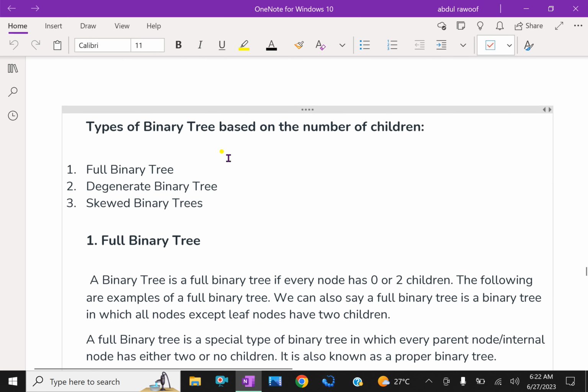In discrete mathematics, let us discuss types of binary trees. Types of binary tree based on the number of children. There are three types of trees on the basis of number of children: full binary tree, degenerate binary tree, and skewed binary tree.